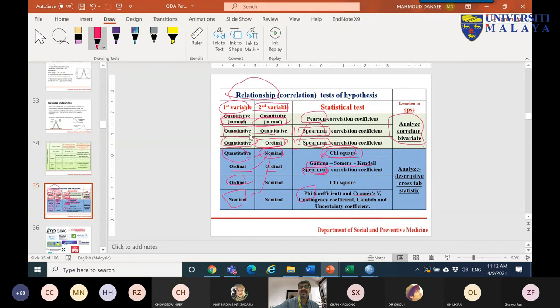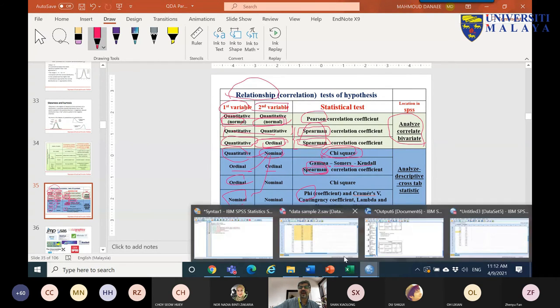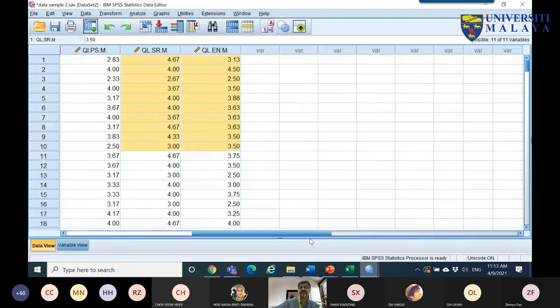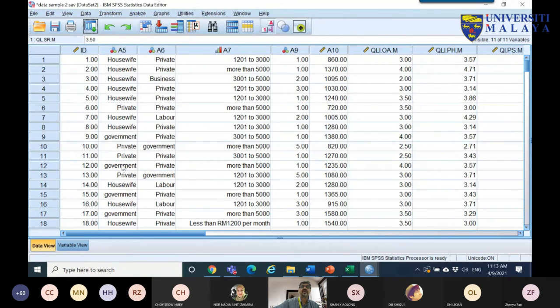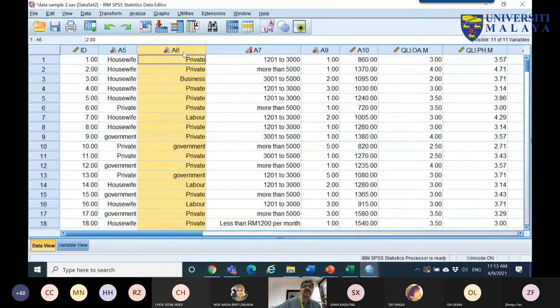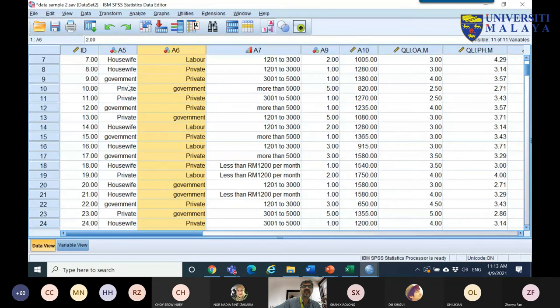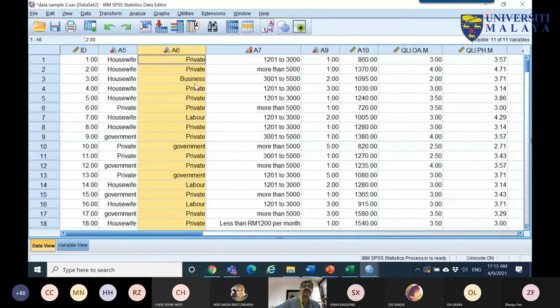But when you are dealing with categorical data, how can we test the relationship? Suppose you want to see whether there is any relationship between job and type of company, whether the company is private or government, or if you want to look at the relationship between income and job position. Both of them are categorical data, right?